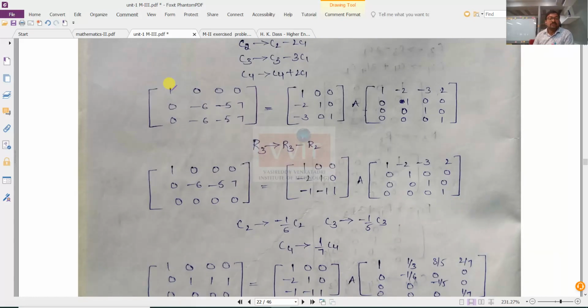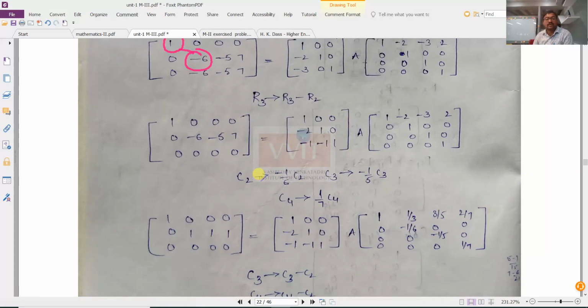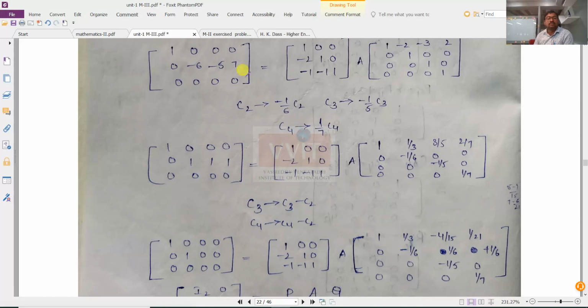Now the elements below and beside are 0. Now I need to jump to A22. Below A22 there is one element, so one operation is needed: R3' is R3 minus R2. Then beside it we have two elements. Now we got it this way.